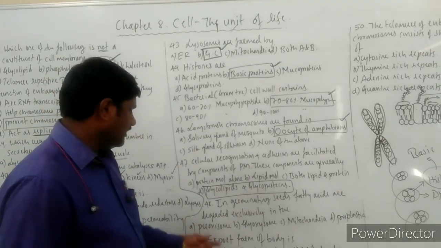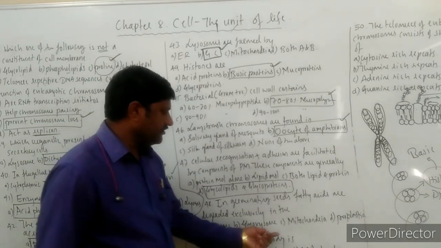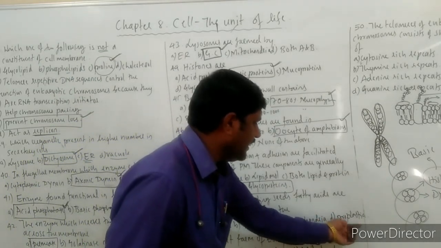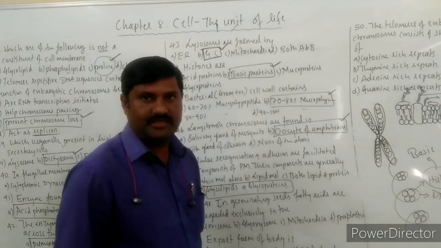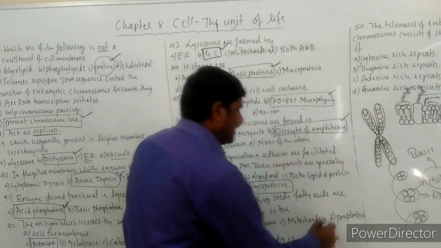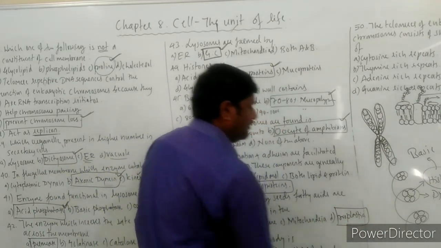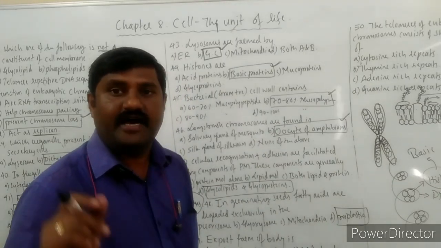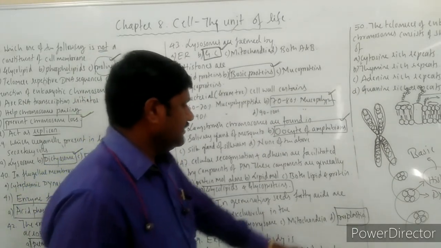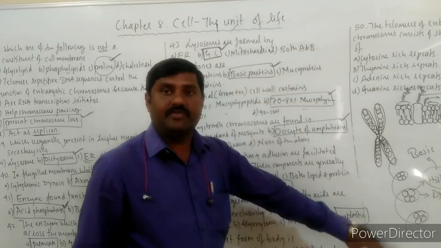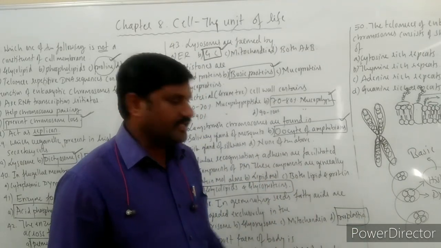Especially they are microbodies. Microbodies like peroxisome, glyoxysome, mitochondria as well as proplastids, he is saying. Proplastids are the precursors of plastids, right? They later become plastids.